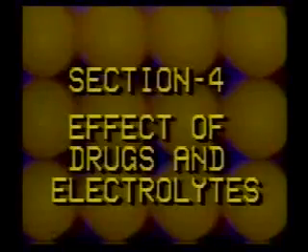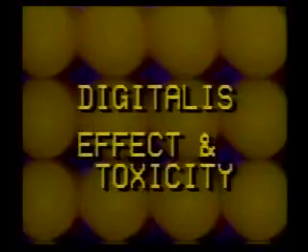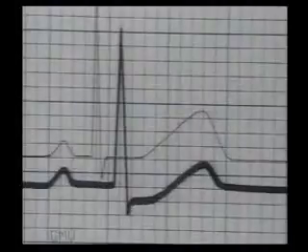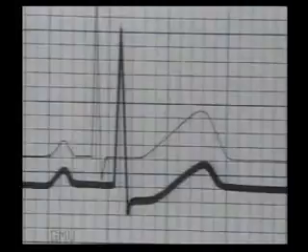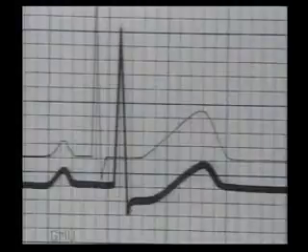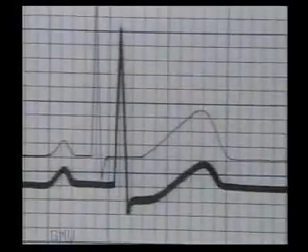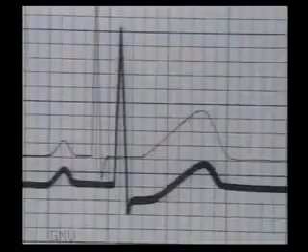In this section, we will study the effect of certain drugs and electrolytes on the ECG. First, digitalis effect and toxicity. This is an ECG of a patient on digitalis. The thin drawing in the background is a normal tracing for comparison. Note the prolongation of PR interval to 5½ small squares or 0.22 seconds, indicating first degree AV block.